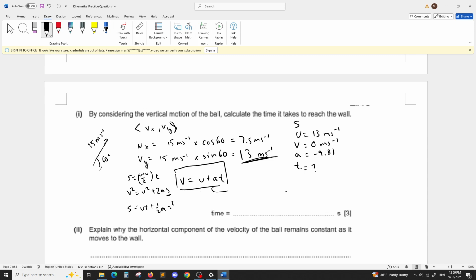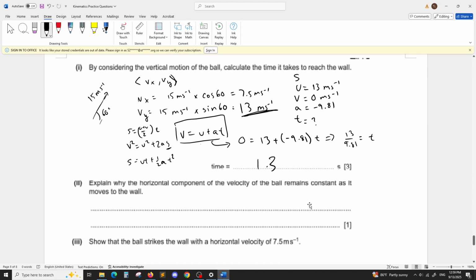So let's go ahead and plug in the values. Our v is 0 equals 13 plus negative 9.81 times t. And then we get 13 over 9.81 is equal to t, which is 1.3. It's actually 1.325, but to two significant figures, it's going to be 1.3.